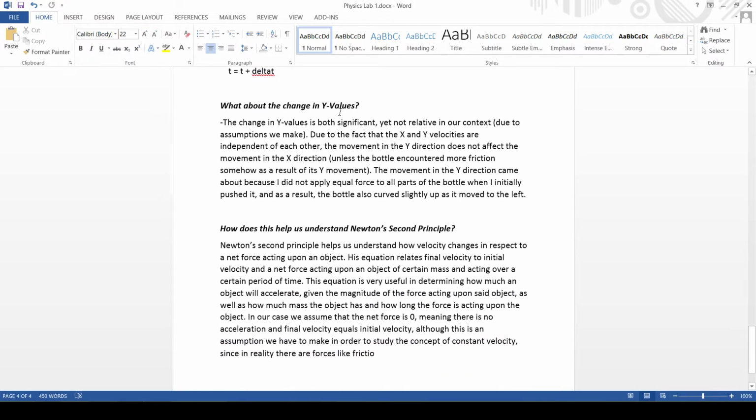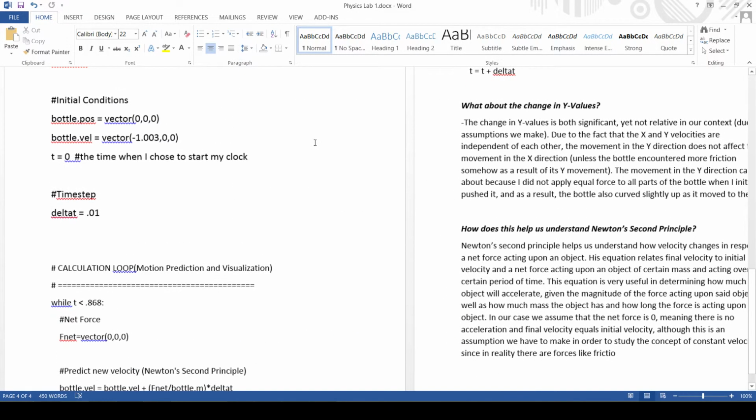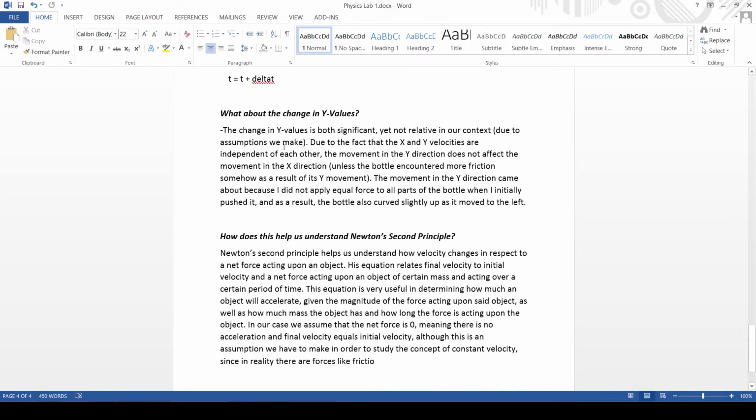One might ask whether or not the changes in y values affects the outcome of the experiment. The answer in my case is no. I'm assuming in my experiment that a change in the y direction is independent of a change in the velocity in the x direction. While this might not be the case in the real world due to things like surfaces with different frictions on different parts of the surface, since my bottle was on one carpet or rug, I'm assuming that the friction is constant throughout that rug and that a small movement in the y direction will not affect the x velocity.